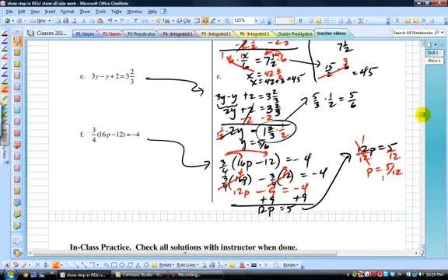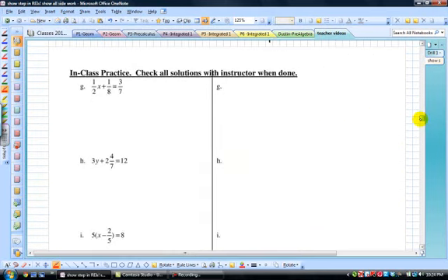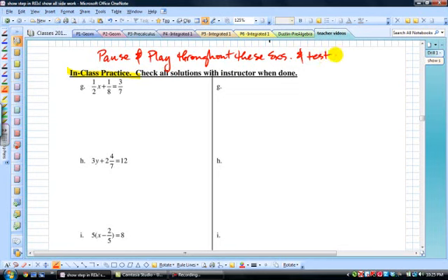Now what we want to do, though, is have you try it. And this is what we call the in-class practice here. So I want you to pause the video here and try the first one. And when you're done, press play and then watch me summarize it. Pause and play throughout these examples and test your understanding of the concepts. Okay, so pause the video, give it a shot.